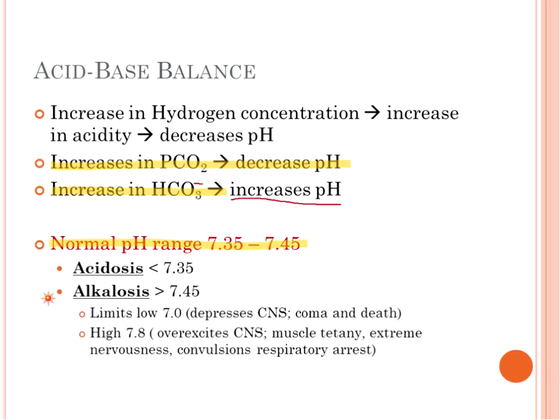High pHs can cause an overexcitation of the central nervous system, the muscles to experience tetany, or just have these sustained contractions until they can't hold it anymore and they completely give out, extreme nervousness, and convulsions, or respiratory arrest. So either one of these, acidosis or alkalosis, is not a good thing.